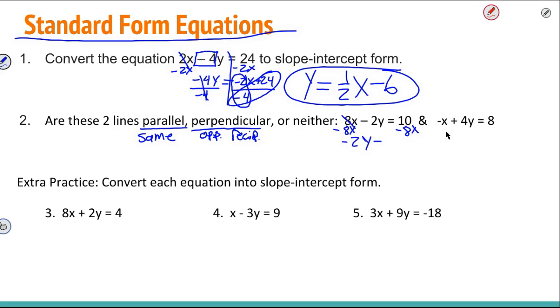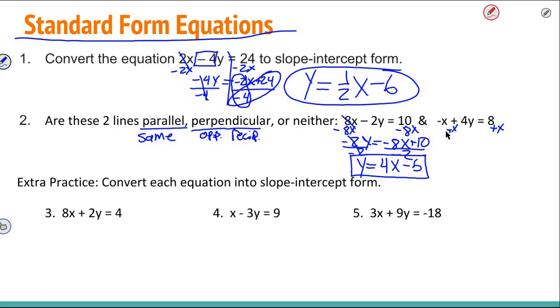Negative 2y equals negative 8x plus 10. Divide by negative 2. And we have y equals negative 8 over negative 2 is positive 4x. Really, I could stop there because I only need the slope. But the y-intercept, minus 5. We'll do that for practice. Second equation, solve for y here.